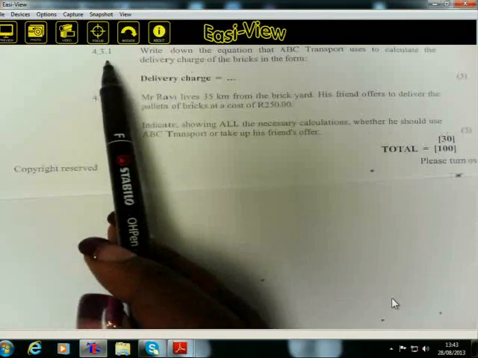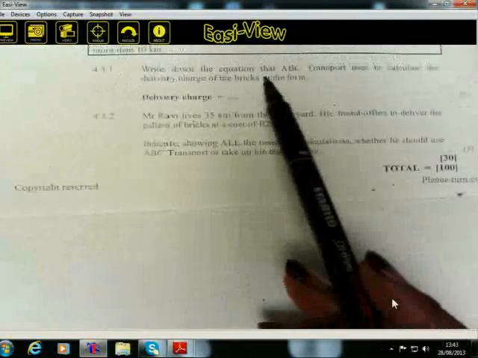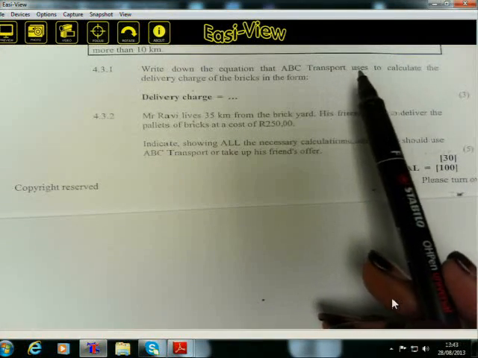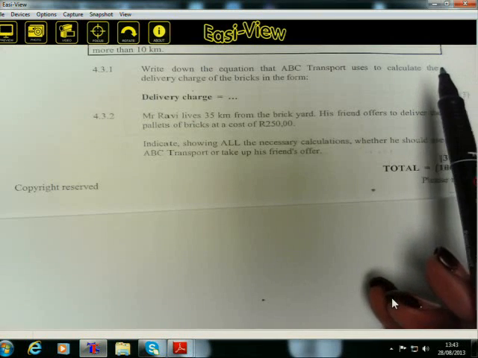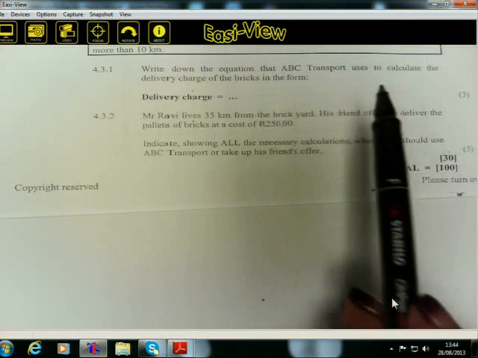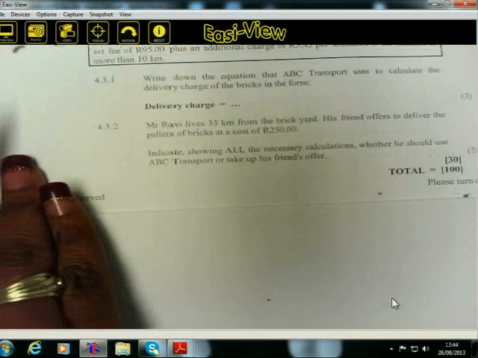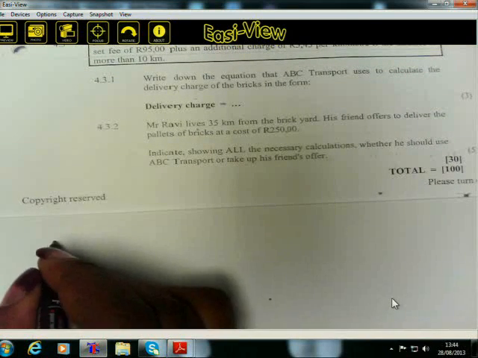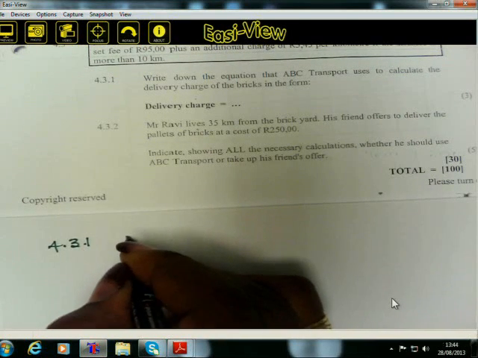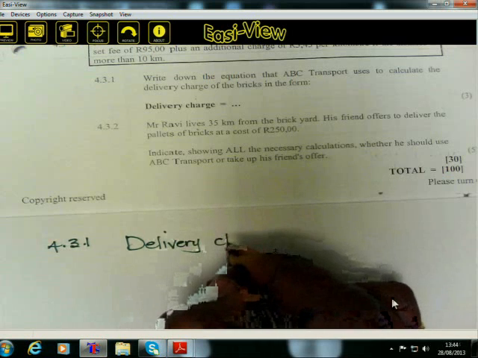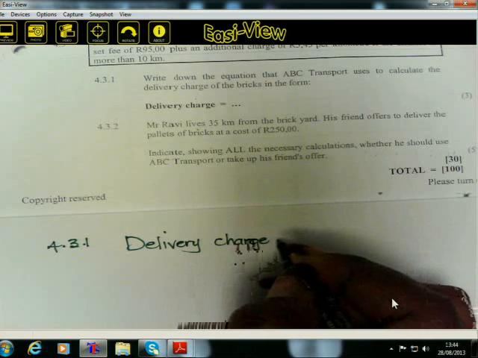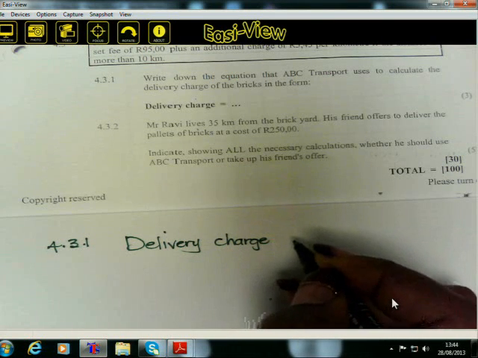Now in 4.3.1, we have to write down the equation that ABC Transport uses to calculate the delivery charge of the bricks in the form delivery charge is equal to. Now, we are told in the information that there's a set fee of 95 rands.